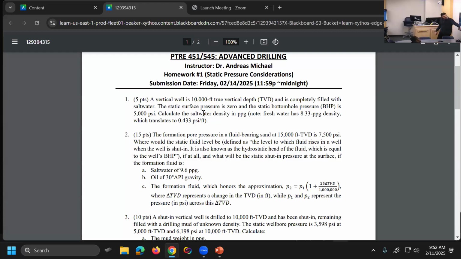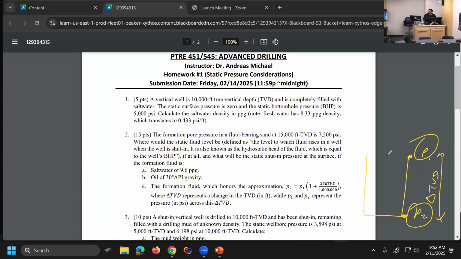For the C, it's a little bit more complicated, but not terrible. You are given two pressures and then the change in delta TVD. So if you know one, you can find another one. So it can be translated to that very easily. And from the pressures, you can get the TVD.